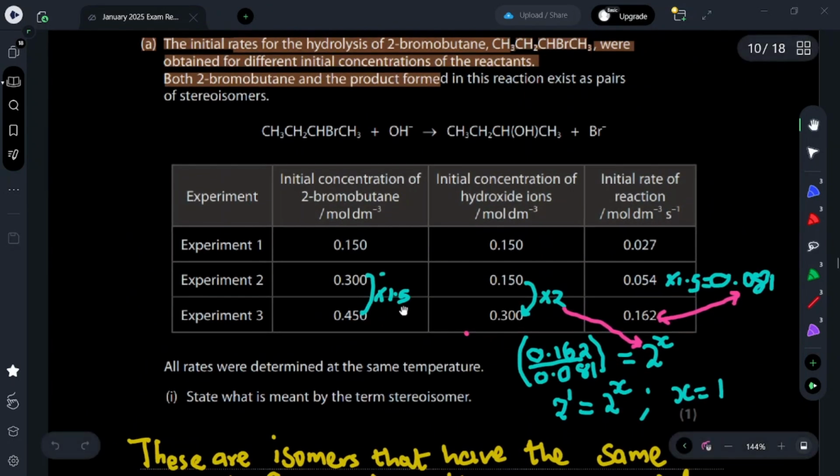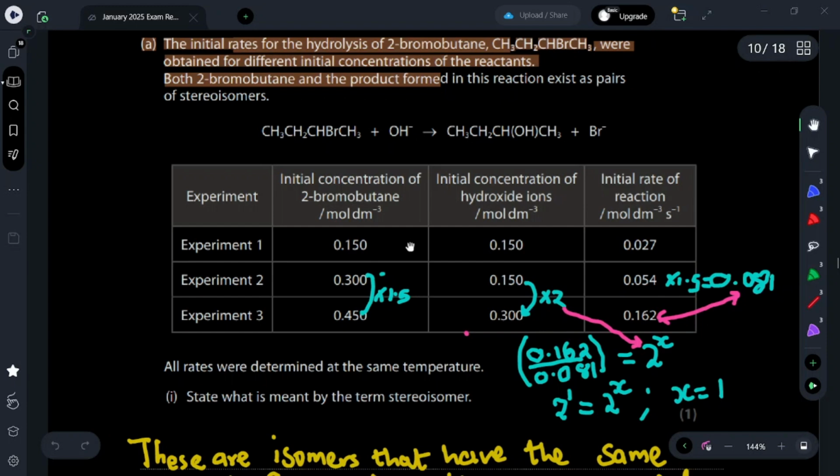Let's see. From experiments 1 and 2, why am I choosing experiments 1 and 2? Because then the hydroxide ion's concentration is constant, so I'm only changing the concentration of 2-bromobutane. And when we double it, the rate doubles, 0.027 times 2 gives 0.054. So the reaction is first order with respect to 2-bromobutane.